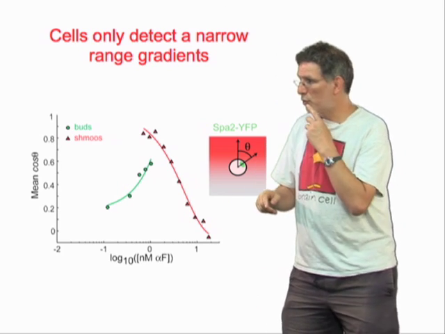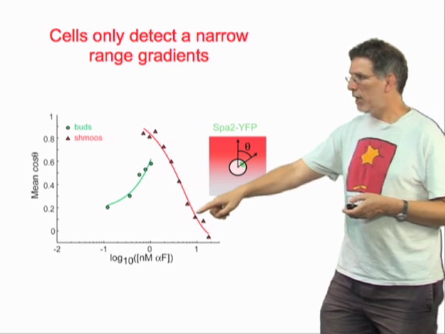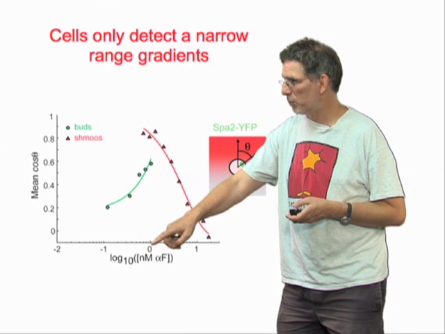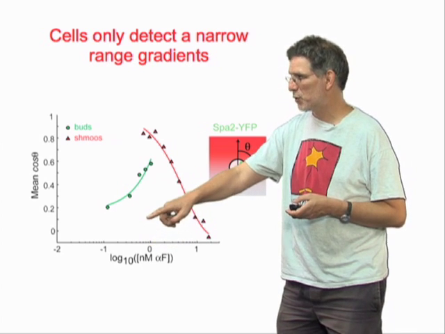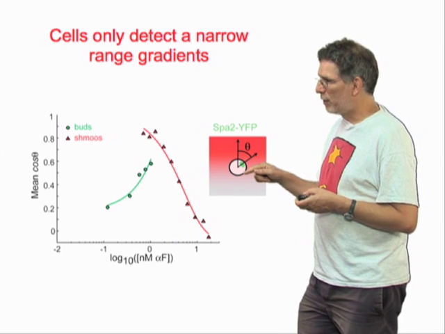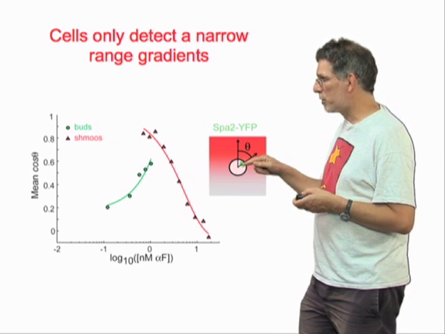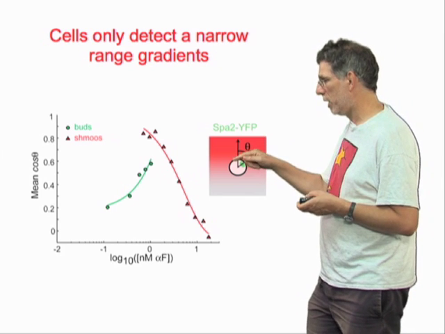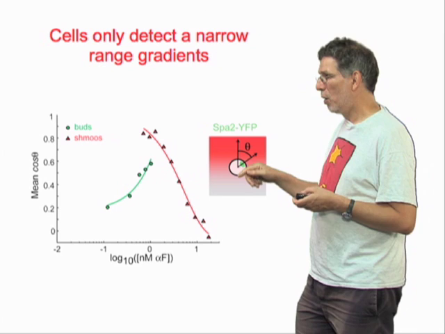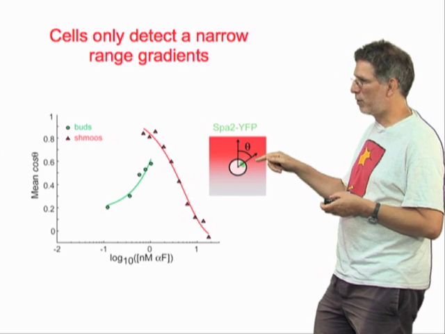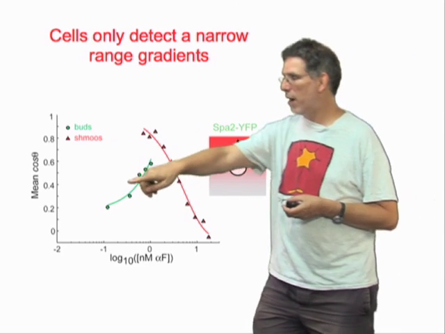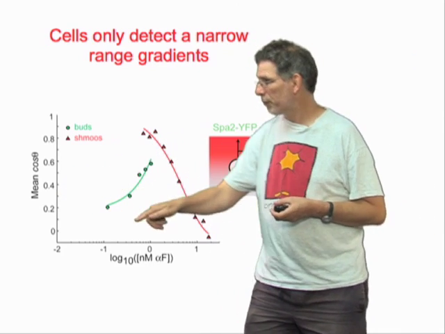Okay? And here's the graph that describes what happens. Here is the pheromone concentration. This is the logarithm of the pheromone concentration, so log 0 means this is 1 nanomolar pheromone right here. We're plotting the difference between the angle in which the cell's polarized, which is this direction here, and the direction of the pheromone gradient, which is straight up and straight down. We do the same thing we did before. We measure that angle theta for every cell. We convert it to a cosine. We average the cosines and we plot that.